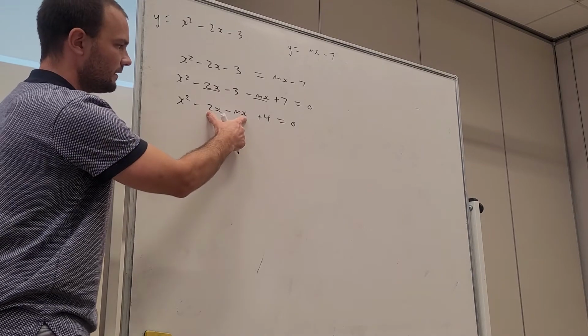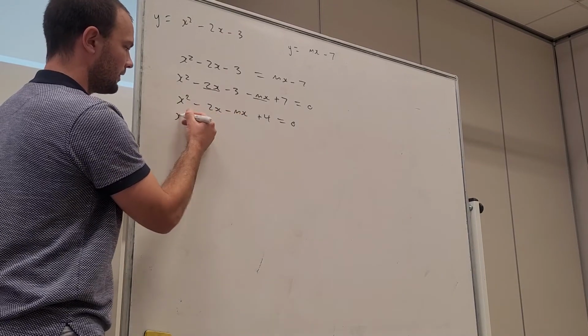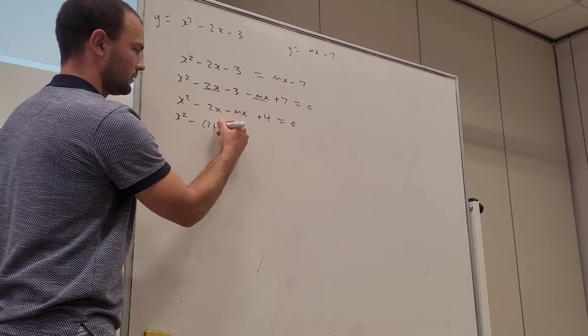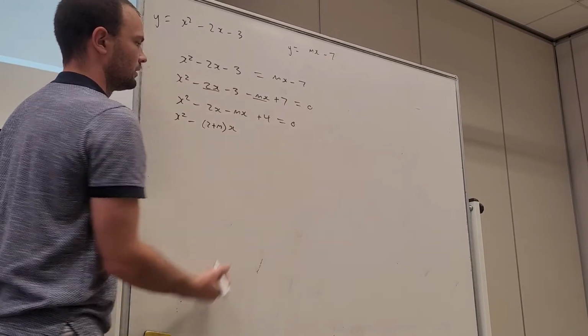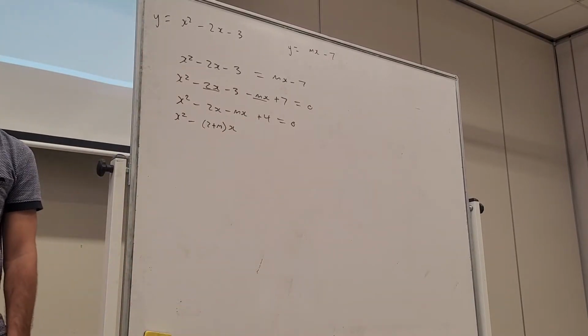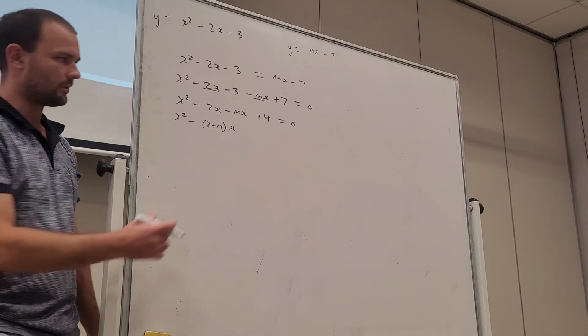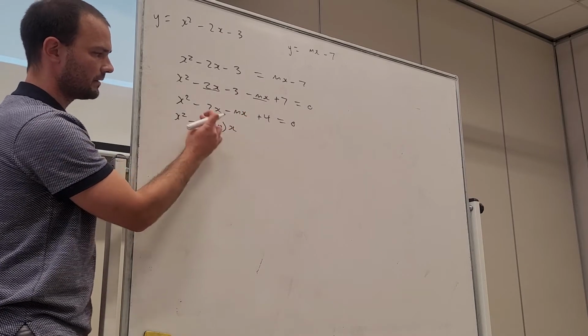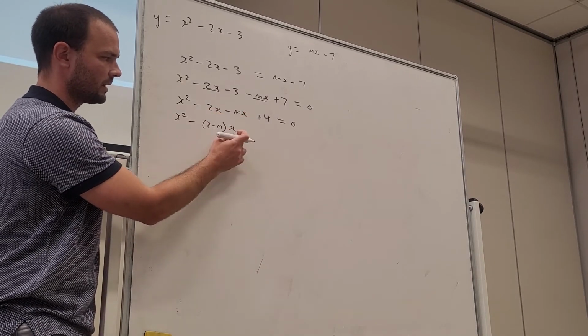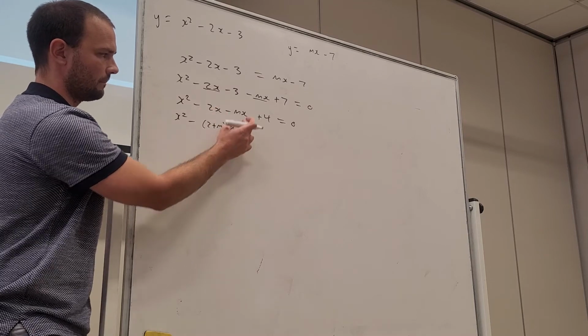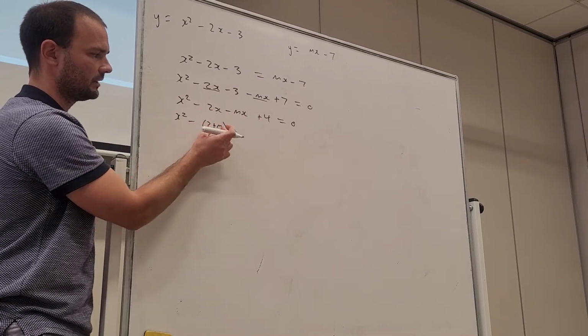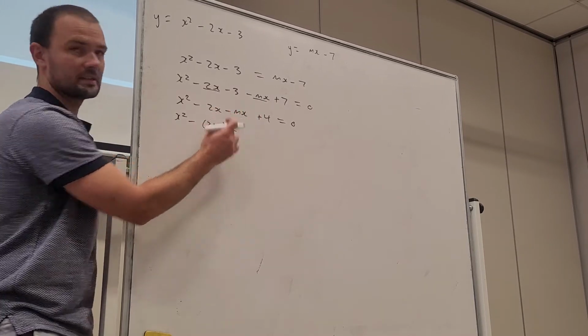So here we can write this like this. All right. So we've got 2 and m, 2 plus m, and if you were to expand that, you're going to get minus 2x and minus mx. All right, so that negative applies to both of them, and x applies to both of them as well.